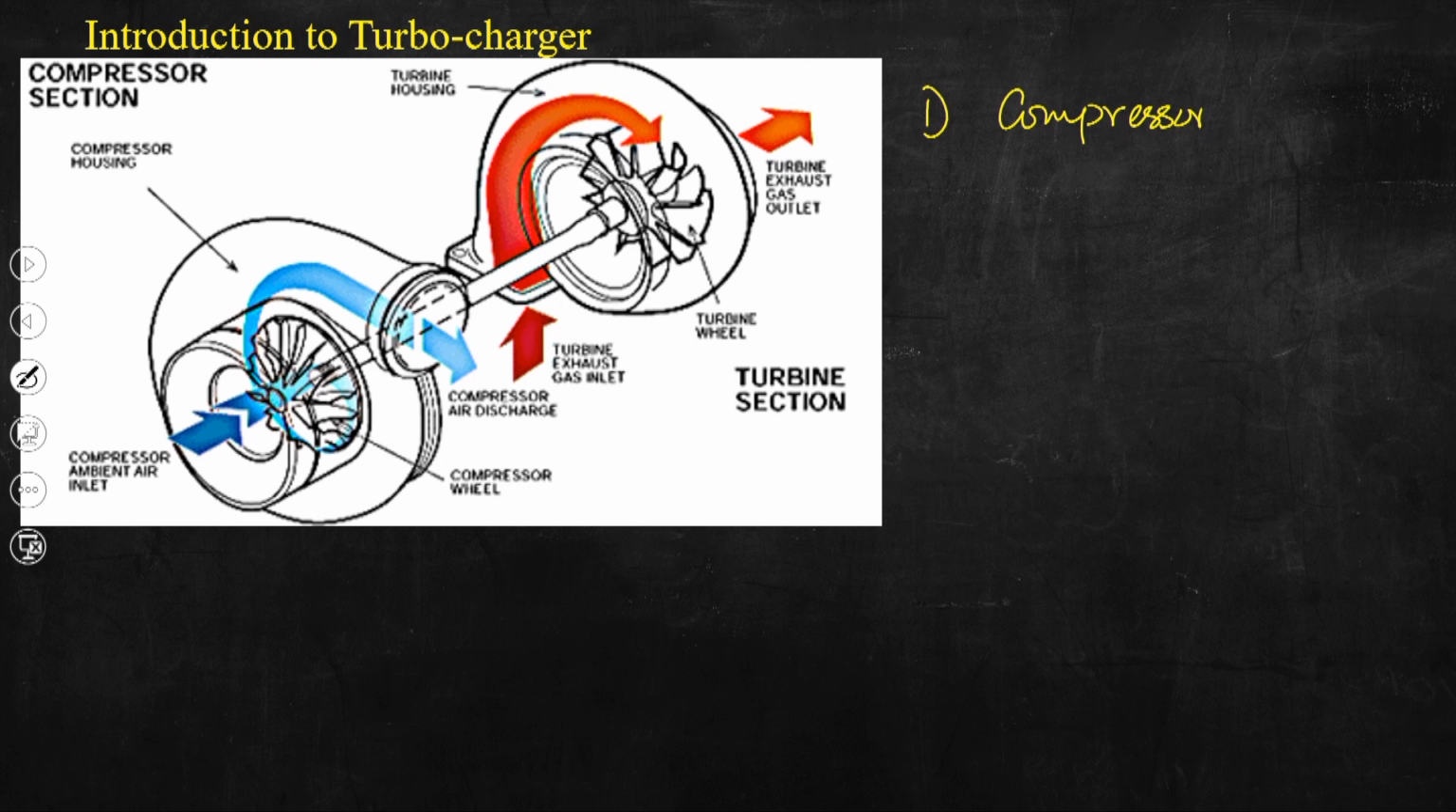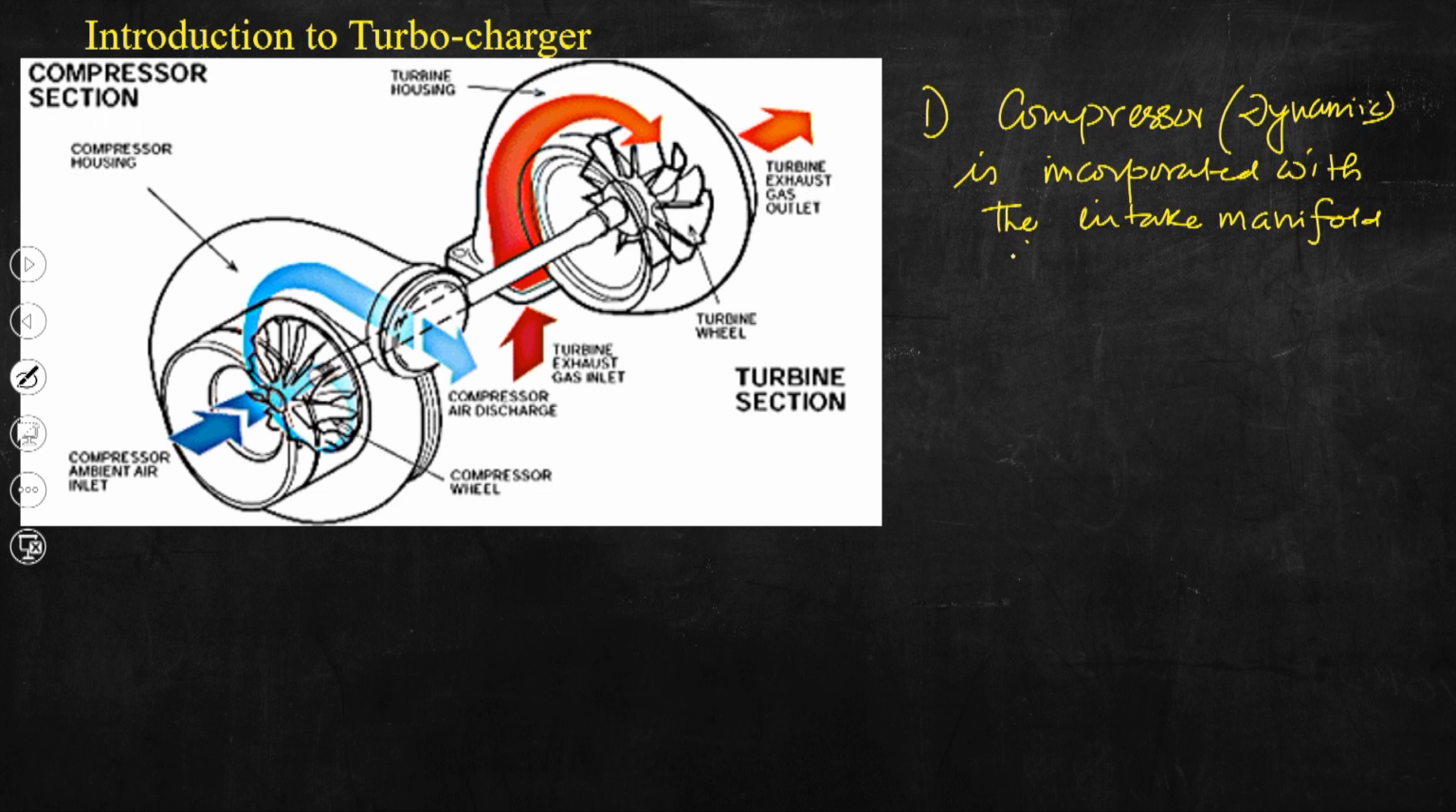like what we have seen in the context of supercharger. This compressor is dynamic, typically a centrifugal compressor is used, and this compressor is mounted or incorporated with the intake manifold of the engine. Then 2 is a small turbine that you can see. If we look at the upper part of this unit, it is the turbine. So, this is the turbine. I will explain the operational process of this particular unit.